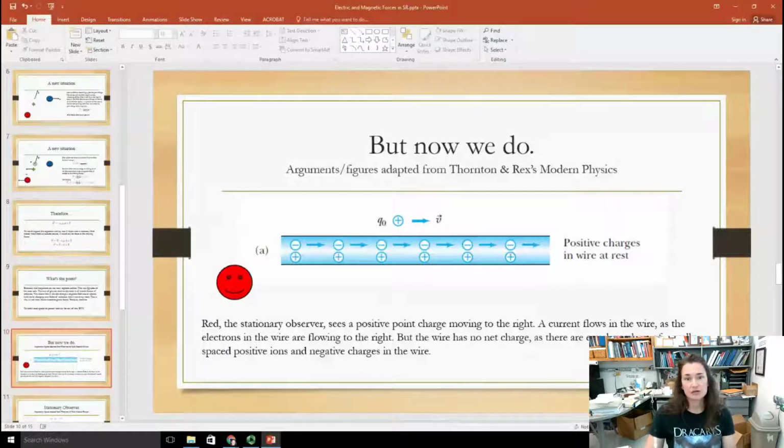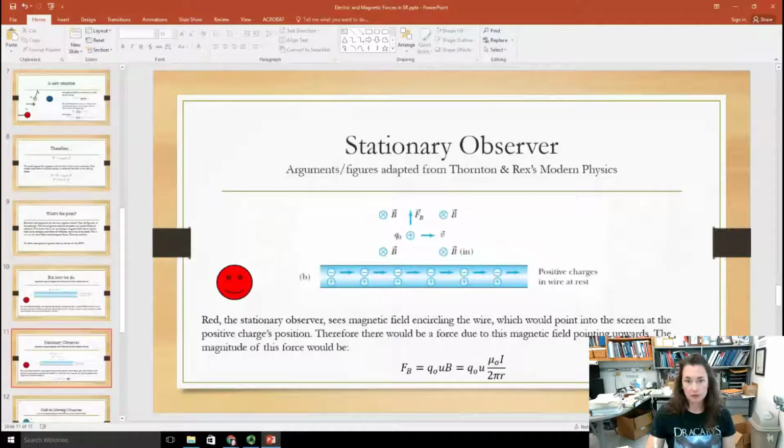Now, according to the stationary observer, what is going to happen here? Well, because that test charge q naught is moving, and because there's a magnetic field created by the current, there's going to be a Lorentz force on that positive test charge q naught. And that Lorentz force is going to be pointing upwards. This is because there's a magnetic field created at the position of q naught that's into the screen in this case. Okay, so remember, current is defined as the motion of positive charges. So since here it's the negative charges that are moving, instead of the current pointing to the right as it is here on the screen, the current actually points left.